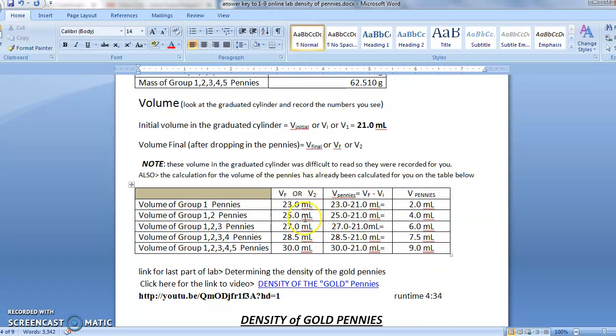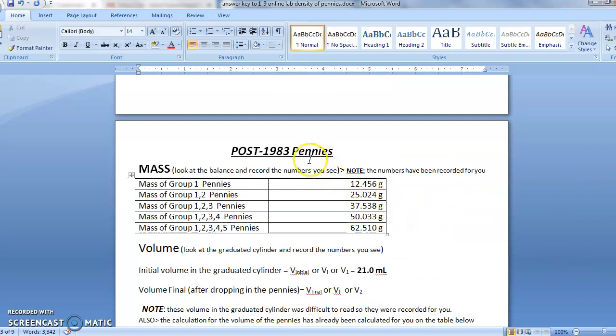Again, I had trouble reading these. You might have looked at it and thought, where am I getting my numbers? I just did my best. So that's the data for the pennies that were minted or produced after 1983.